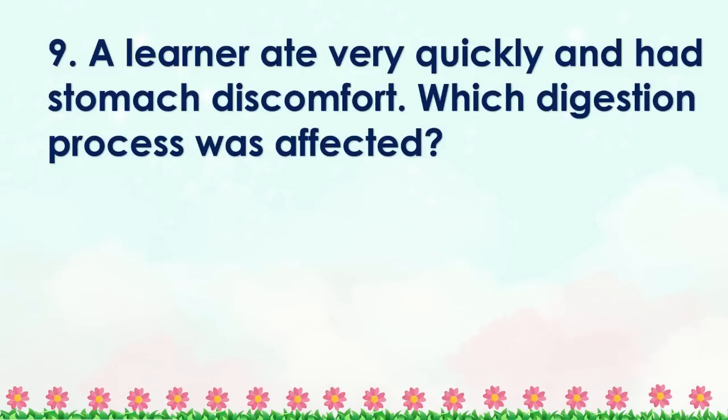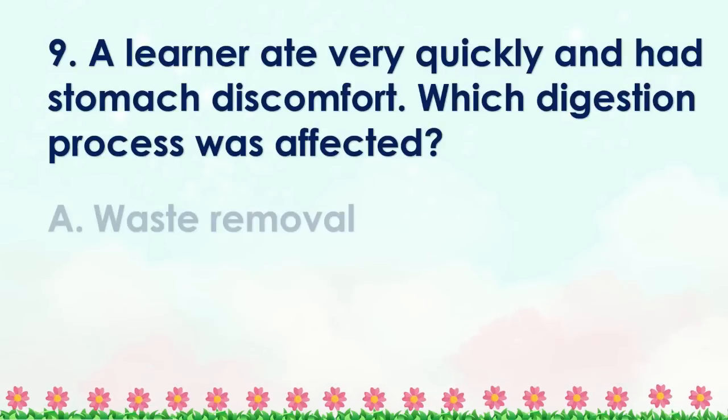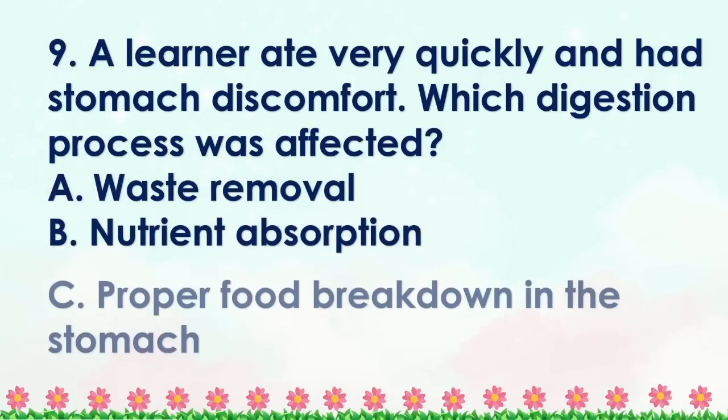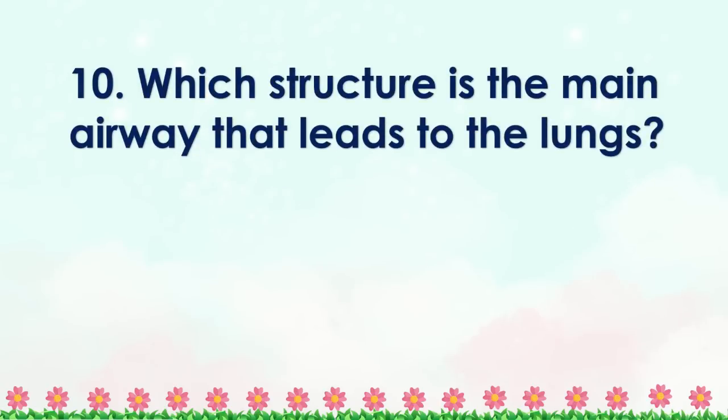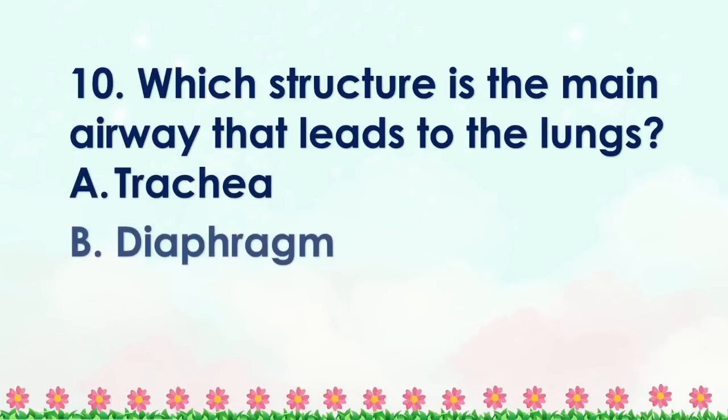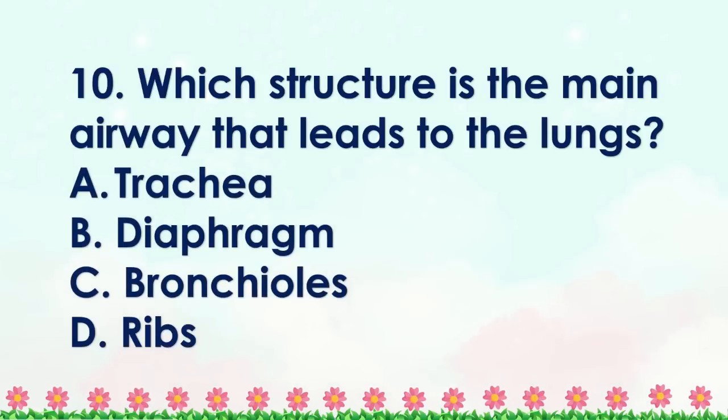A learner ate very quickly and had stomach discomfort. Which digestion process was affected? Letter C. Proper food breakdown in the stomach. Which structure is the main airway that leads to the lungs? Letter A. Trachea.